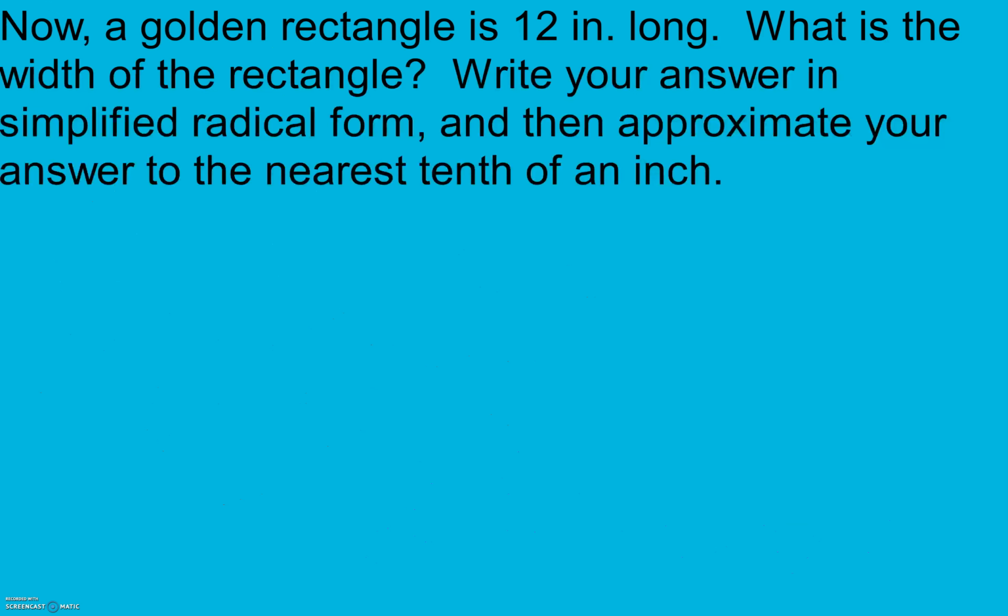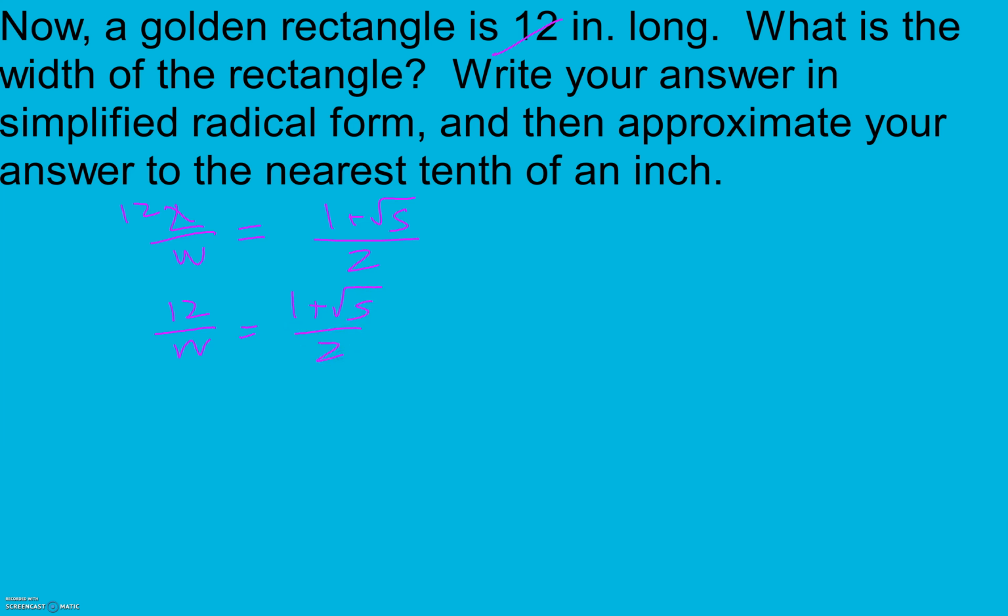Now, a golden rectangle is 12 inches long. What is the width of the rectangle? Write your answer in simplified radical form and then approximate your answer to the nearest tenth of an inch. So again, the ratio of length to width is 1 plus the square root of 5 over 2. It tells us it's 12 inches long, so I'm going to put that in for length. So 12 over w equals 1 plus the square root of 5 over 2.